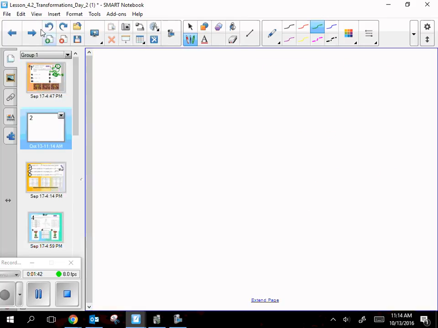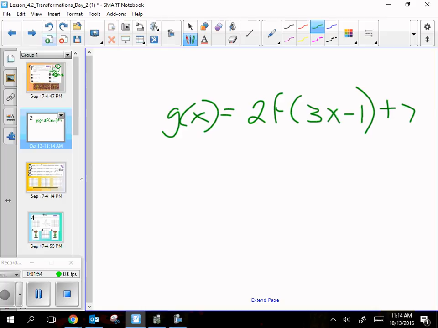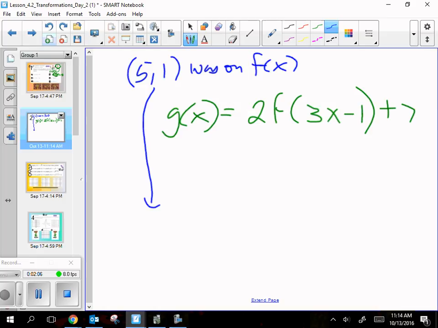All right, I think you remember this. We'll see. Here's g of x, and it's made up of the original f of x, except you double it, and on the inside we're going to have 3x minus 1, and then plus 7. If this point, 5, 1, was on f of x, then what's on g of x? What is the point that this would turn into on the new function? I'm going to pause and see if you have got those straight. This is the same thing as yesterday. Nothing new here. Pause for a moment while you try that.